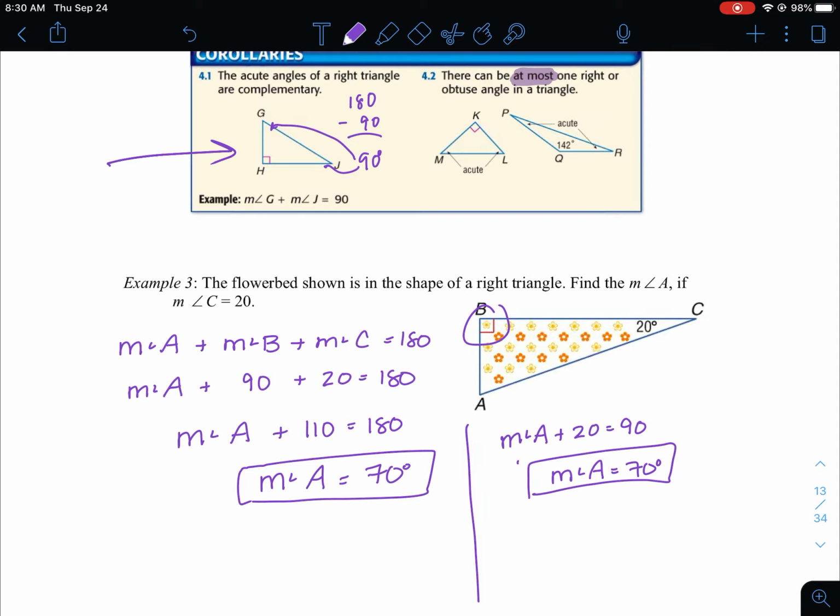All right, so now take a moment, try the your turns, and then be sure to come back and check your answers.